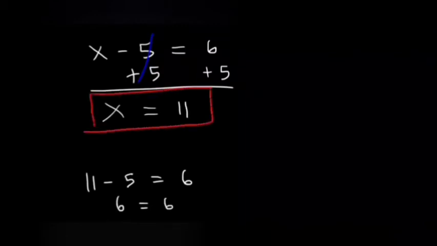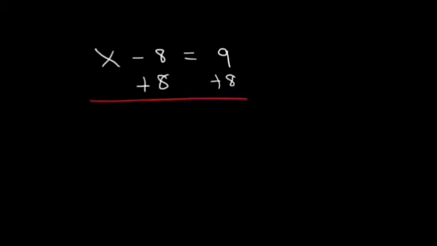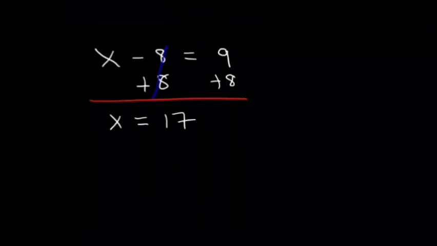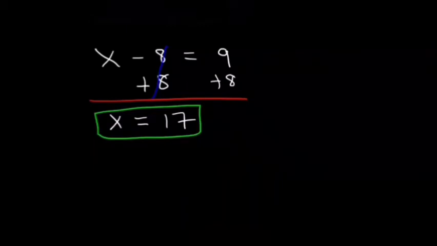As simple as that. Now let's take another similar example. x minus 8 is equal to 9. Now you can pause the video and try this one out. So x minus 8 equal to 9. What do you do? The opposite of minus 8 is plus 8. So add 8 to both sides. When you do that, the 8 cancels 8. Our x is equal to 17. As simple as that. That is our answer.